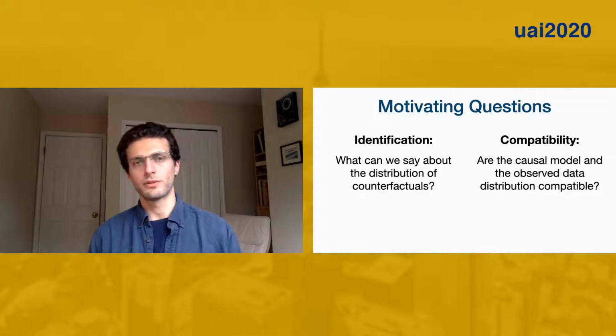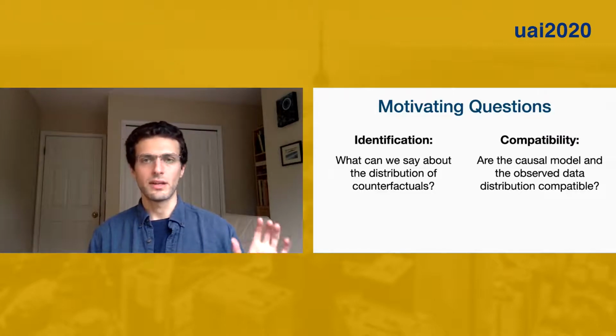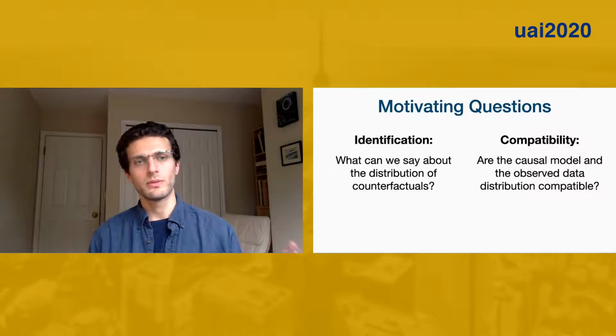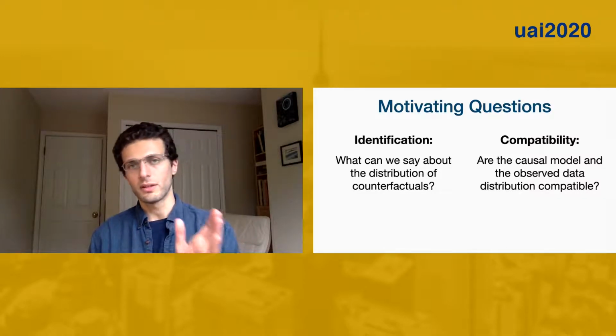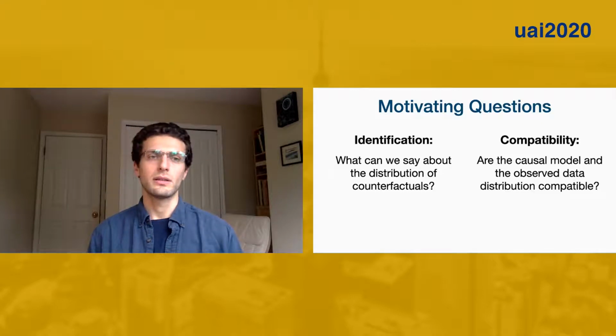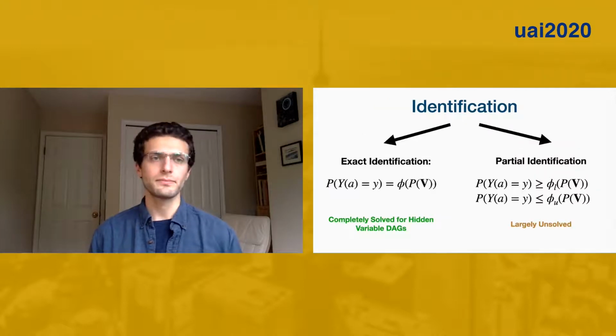There are two motivating questions for this work. The first is the identification question. In other words, what can we say about the distributions of counterfactuals given a causal model and the observed data distribution? And the second is about whether the observed data distribution is compatible with the causal model. In other words, whether observed variables with relationships described by the causal model can have the given distribution.